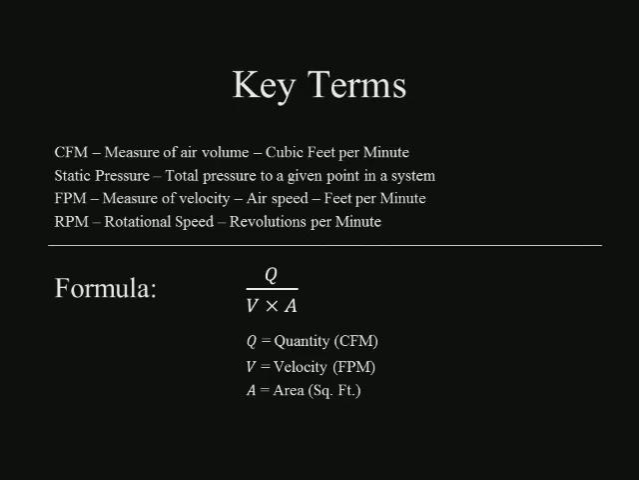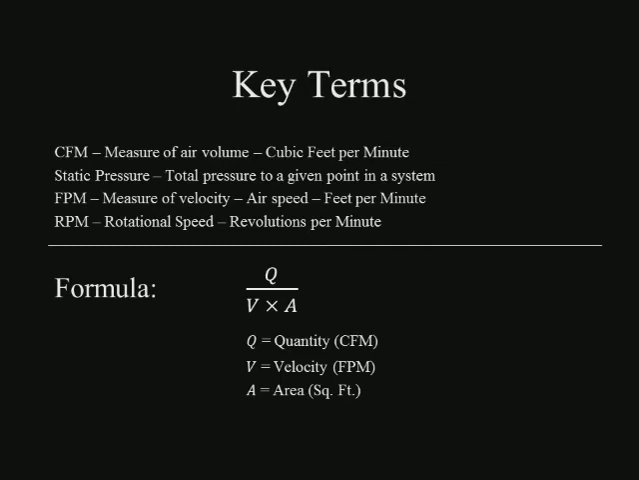One of the basic formulas, again, this applies to everything with moving air: Q equals V times A. Q is the quantity, or the CFM. V is velocity in feet per minute, and A is area in square feet. So if we know any two of these, we can always figure out the third. For example, velocity times area in square feet is going to equal the CFM that we're moving.